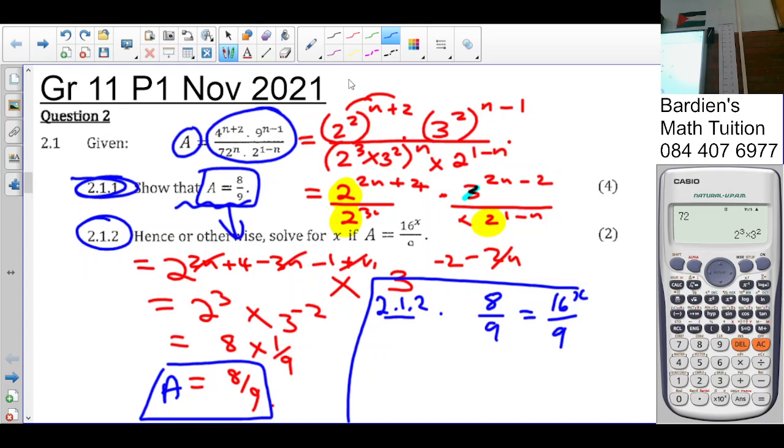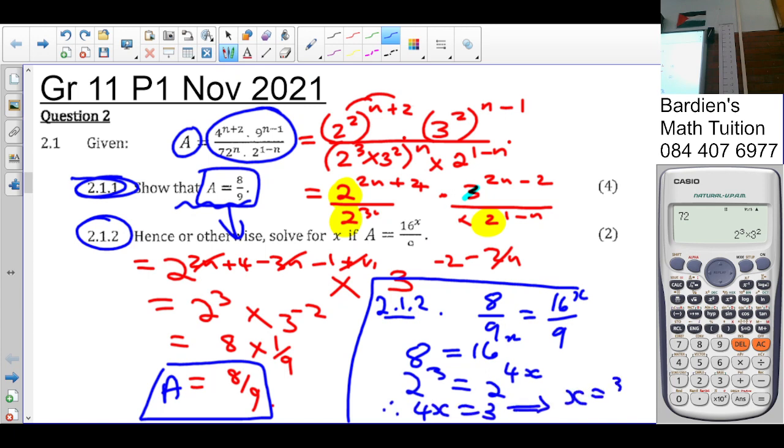So, as you can see the bases, the denominators are the same, so we're not worried about it. So we're going to set the numerators equal to each other. So 8 is then equal to 16 to the x. But what can 8 be written as? 2 cubed and 16, 2 to the 4, not so? Raised to the x, which is 2 to the 4x. So therefore 4x is equal to 3, which implies that x is equal to 3 over 4.